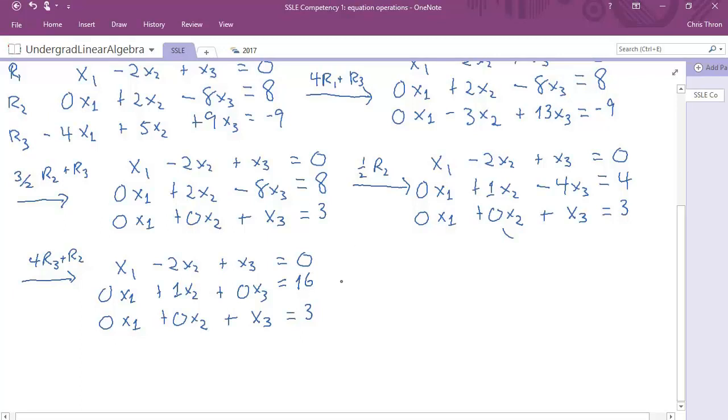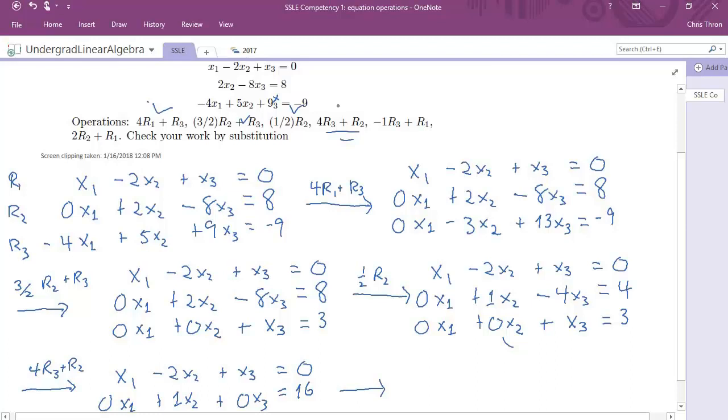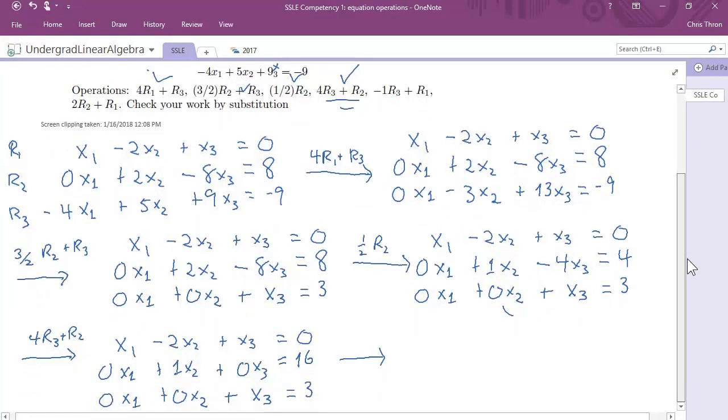All right. Now let's go on to the next one. I finished this one here. All right, now let's look at the next one. Next one says minus 1R3 plus R1. Okay, so let's go ahead and look at that. So let's copy this. We're going to be replacing R1 here. So that's minus R3 plus R1, and that replaces the R1. Let's go ahead and look at that. And I think I need more space.